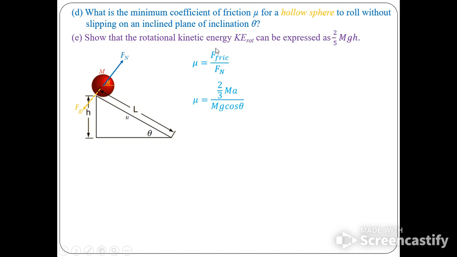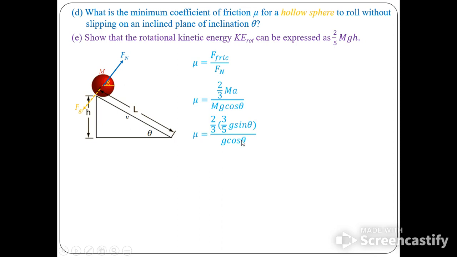And again, the answer to Ffric from the previous part C is carried over here. So Ffric is 2/3 ma. So I substituted Ffric for 2/3 ma, and then f of n, which is f of gy, which is mg cosine theta, is placed there. And then the m cancels out here. As you can see, there's a numerator m and the m in the denominator, so that cancels out. So that's going to leave us with that.